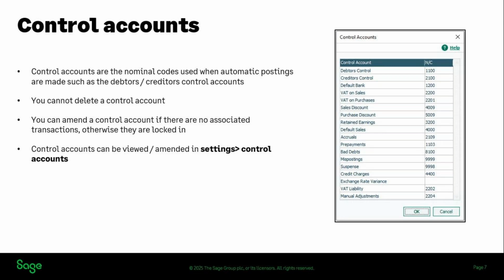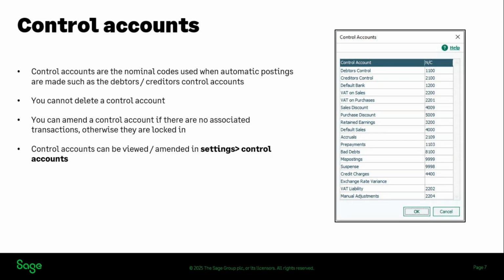That's done in the background for you by Sage, but it's just an example of what a control account is. You can't delete control accounts. But if you haven't entered any activity into a control account, you could potentially change the nominal code. But once there's activity registered against it, I wouldn't advise changing it even if you could, because it may confuse future figures, essentially.